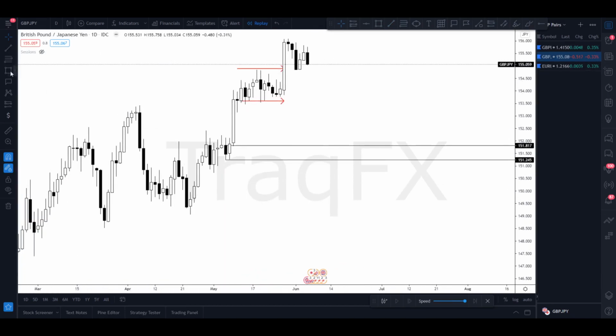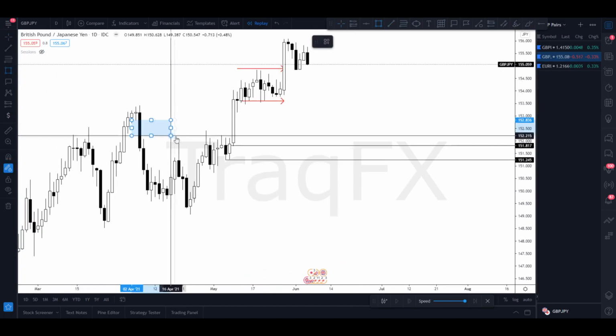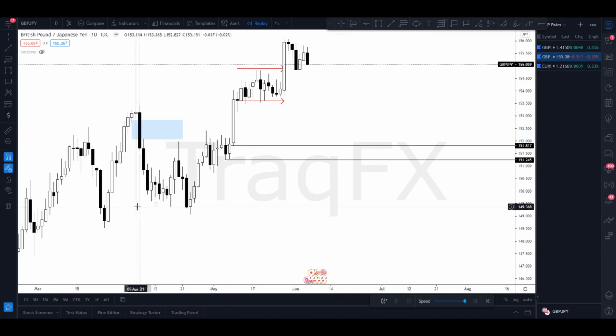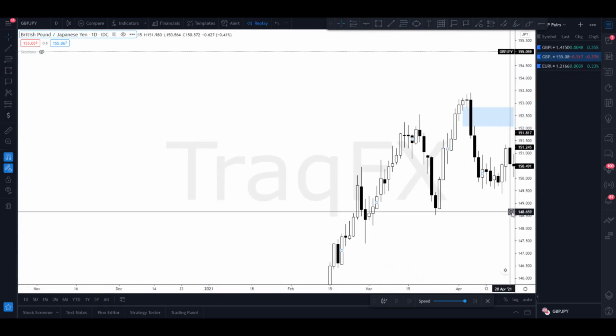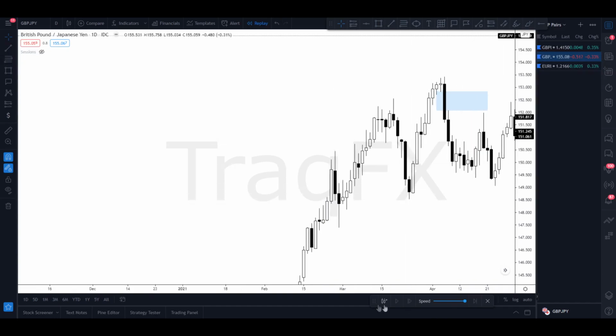Now look at this, right over here, we had imbalance that the market ended up leaving. Why did it leave it here? Overall, we're moving higher, right? So look, price created liquidity.